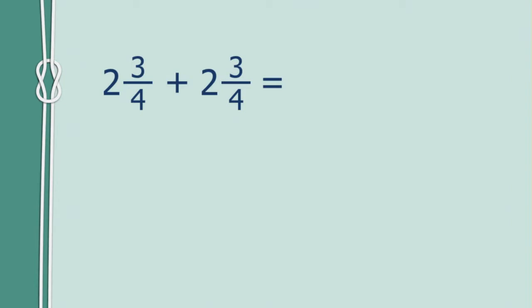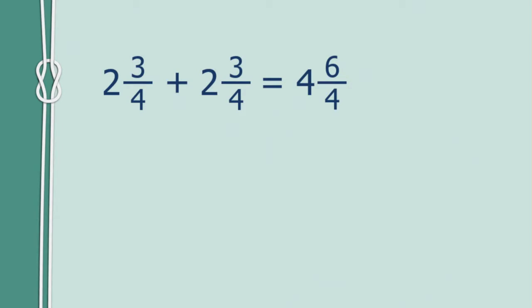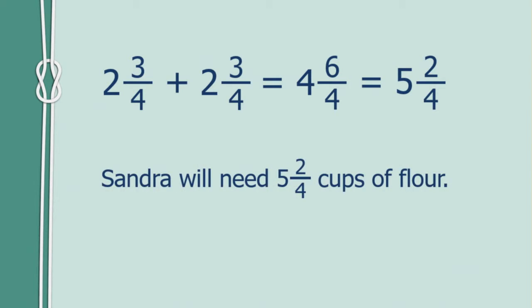Let's first add those fractions. What is 3/4 plus 3/4? Yes, that's 6/4. Now add the whole numbers. 2 plus 2 is 4. Now what do we do? We've got to take care of that improper fraction by renaming it as a mixed number. We have 6/4. How many fourths make a whole? 4. So how many fractional parts will we have left? 2/4. So 4 cups plus another 1 2/4 equals 5 2/4 cups. So Sandra needs 5 2/4 cups of flour.